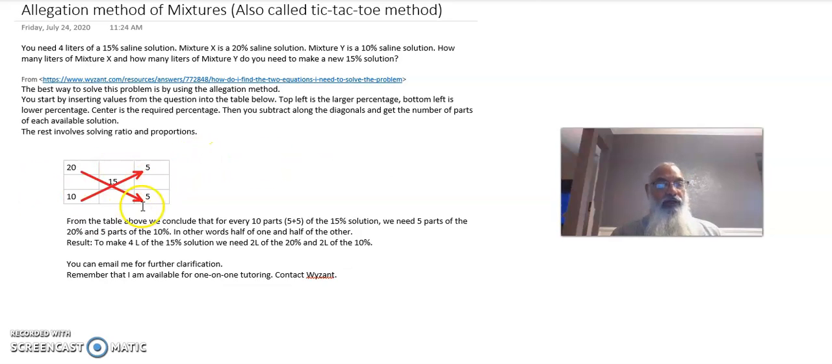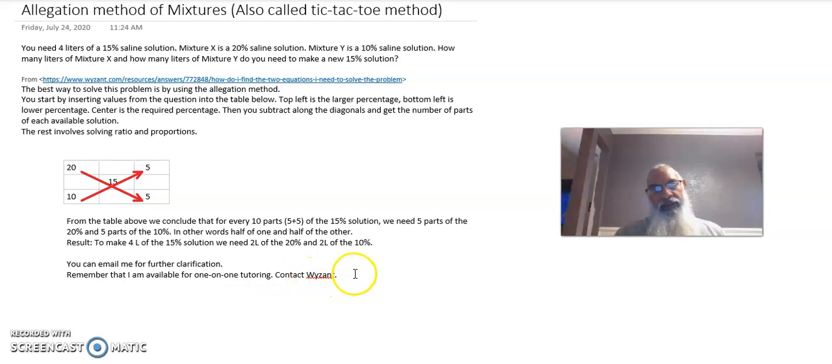So for now, for here, what you really need is 5 parts of the 20% solution, 5 parts of the 10% solution to make 10 parts of the 15% solution. And since you are making a total of 4 liters, what this really means is that half of those 4 liters will have to be 20%, and the other half of those 4 liters will have to be 10%. So you mix 2 liters of the 20%, 2 liters of the 10%, and you get a total of 4 liters of the 15% solution.